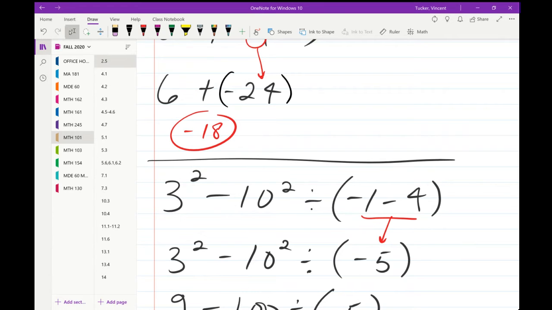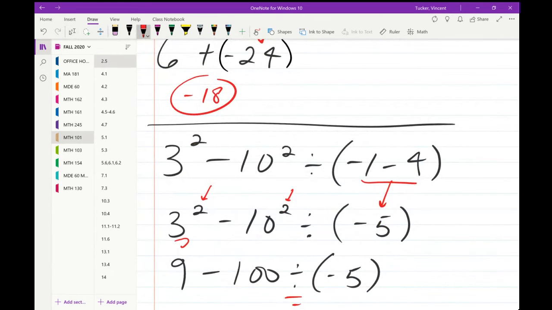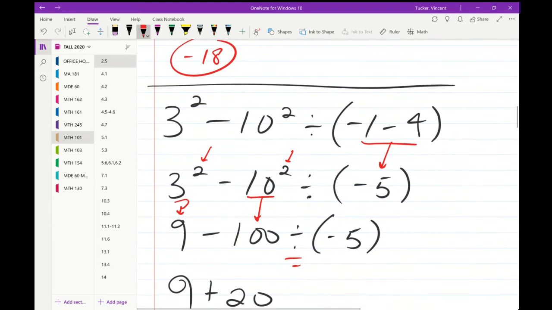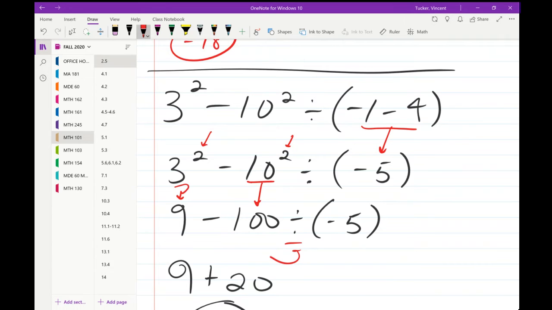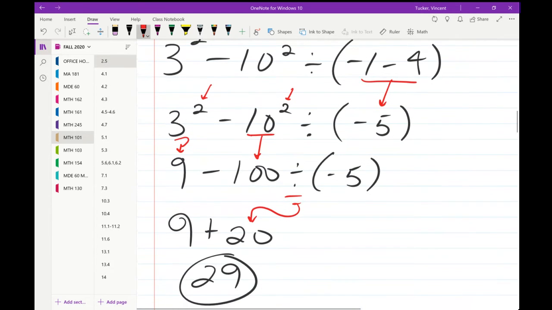Then the next thing that should get our attention would be the exponents. And so 3 squared is 9, 10 squared is 100. All right, then we'll do division. Negative 100 divided by negative 5 will give us a positive 20. Negative divided by negative is positive. And then 9 plus 20 is 29.